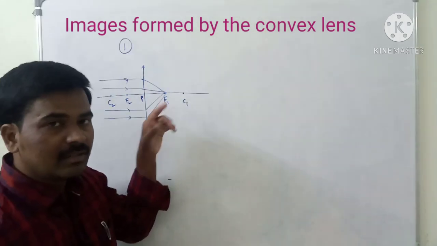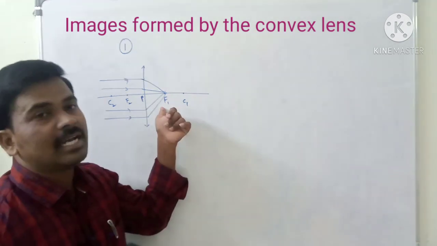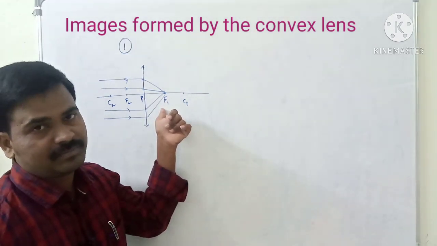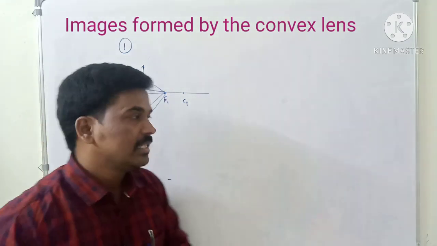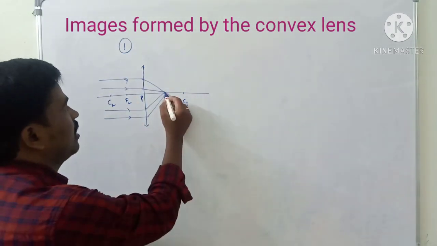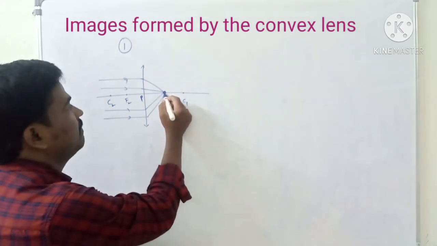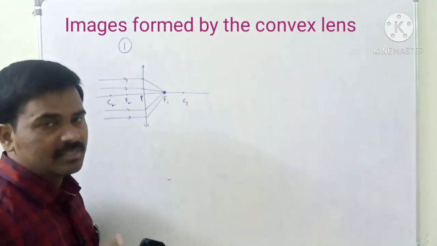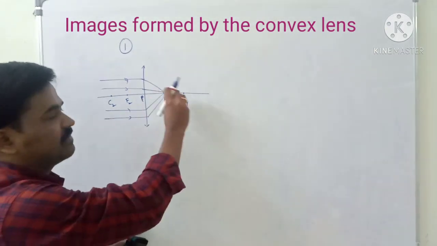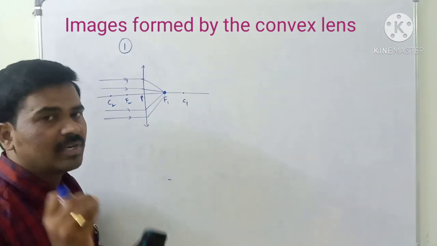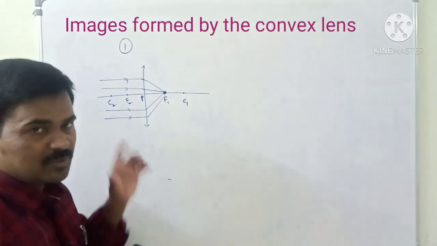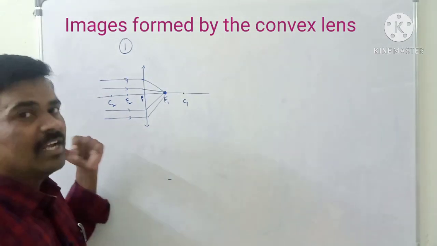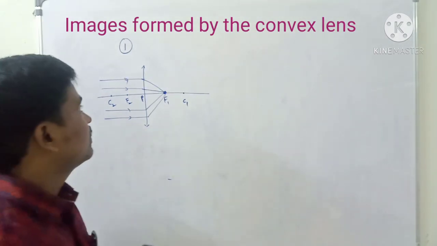That means we get a pointed image. Pointed image we get here. This is the first place. Whatever the object size may be, we get only a point sized image, because all rays converge at the focus only. That's why we get only a point sized image for the first place. What is the first place? The object is at the infinite distance. Let us go for the second place.